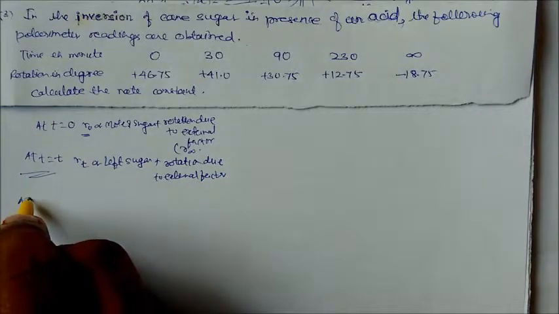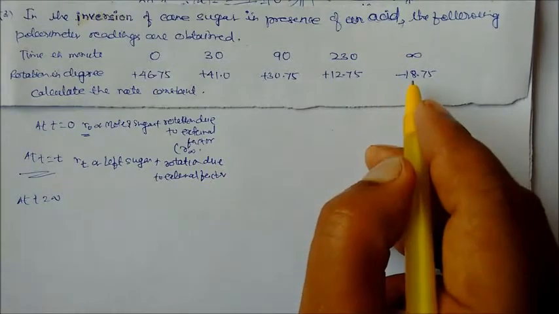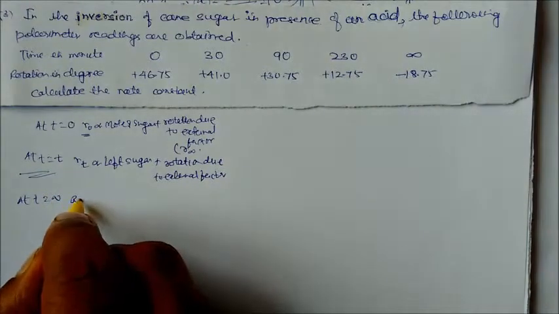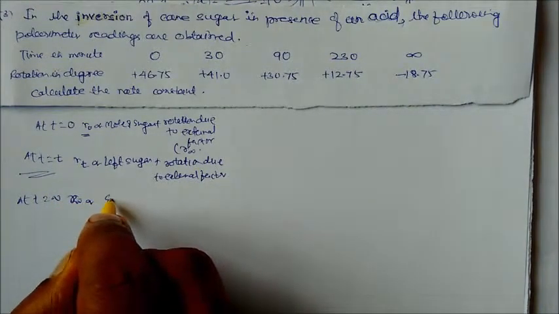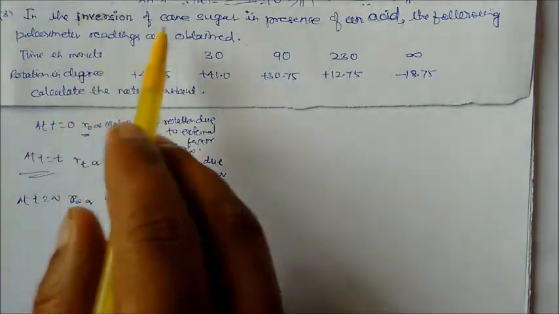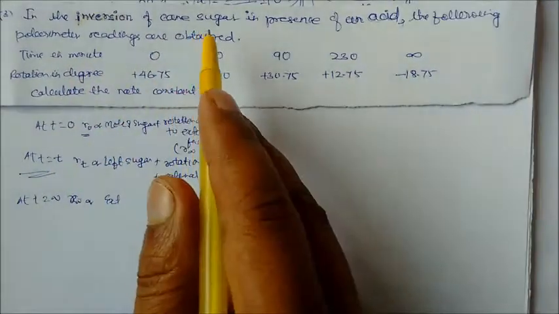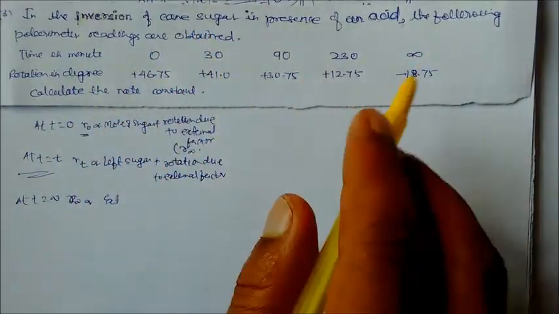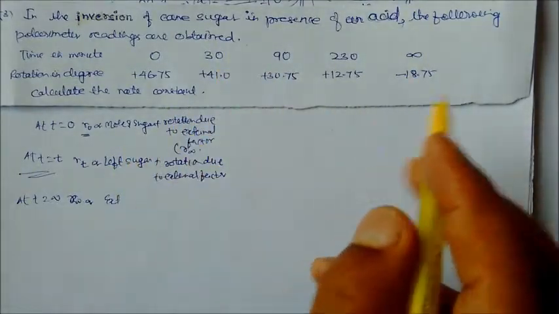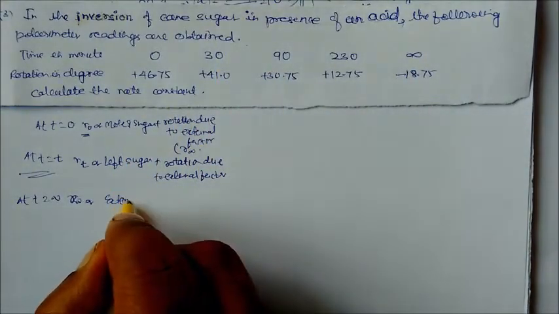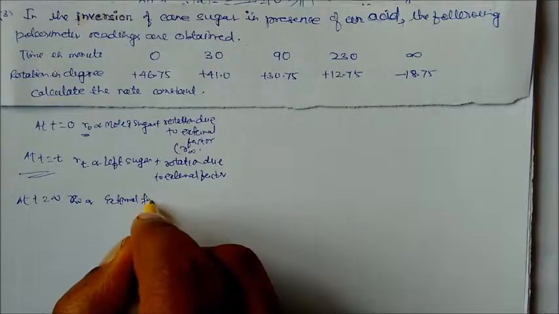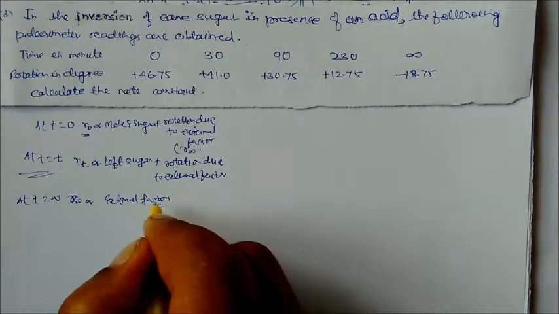If you take time equal to infinity, so this is the infinite time, here R infinity will be proportional to the external factor, because all the cane sugar will be converted into glucose and fructose. There is no cane sugar left, so there will be maximum rotation due to the external factors only. So this is the value.